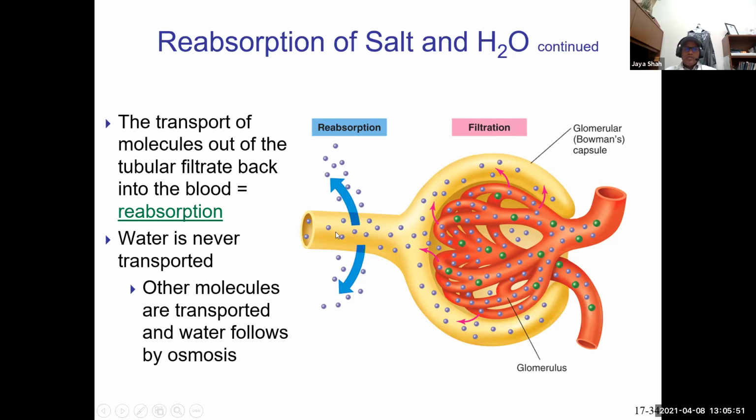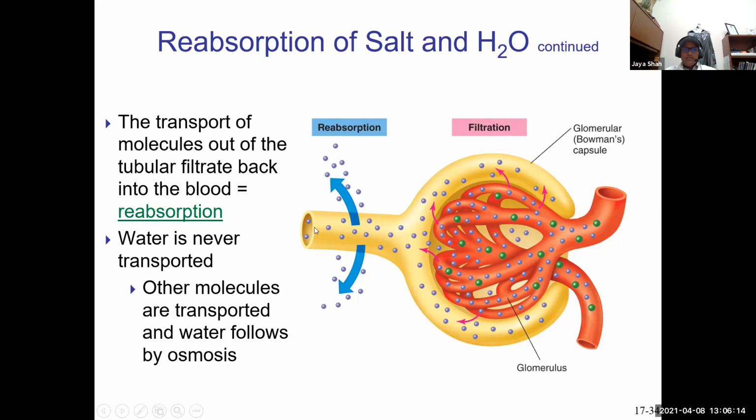in the Bowman's space, then it goes to the proximal convoluted tubule here. This is the main location where reabsorption takes place. So here is the transport of molecules out of this tubular fluid, from here outside, back into the interstitial space, and then nearby blood. That is called reabsorption, okay?